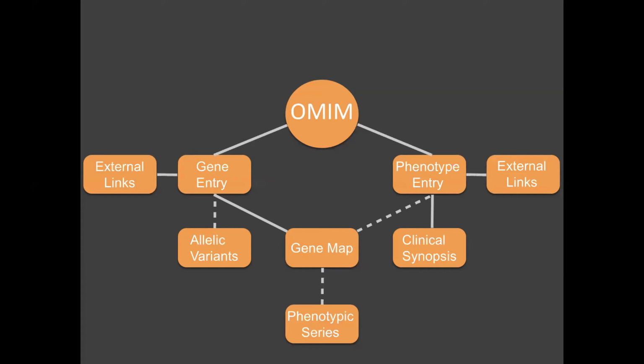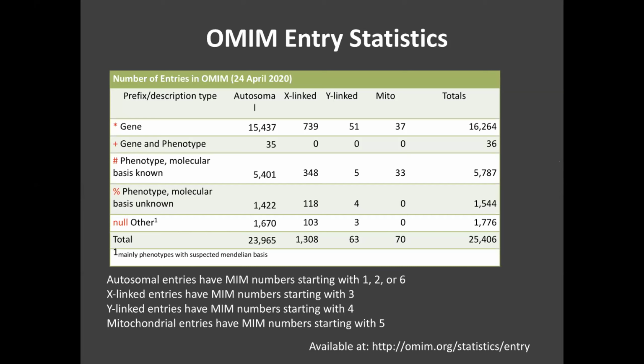As of this date, there are over 26,000 entries, of which almost 6,300 are gene entries, and about 8,000 are phenotypes. Some of them are distinct. Some of them are most common, for example, type 2 diabetes.